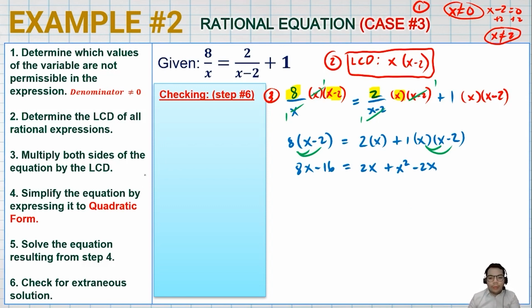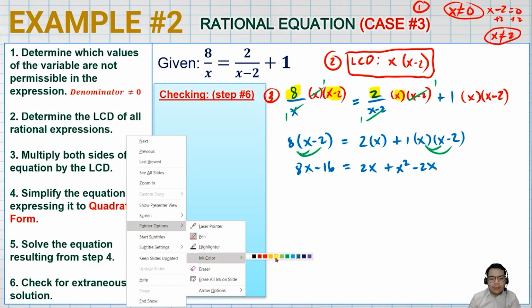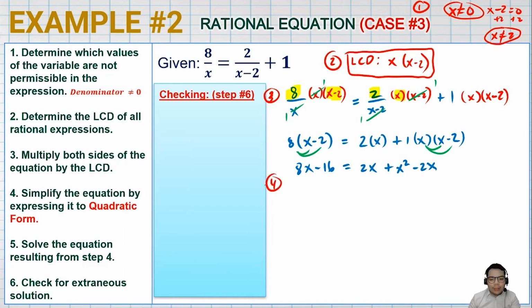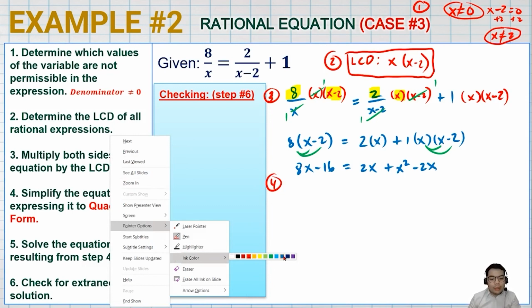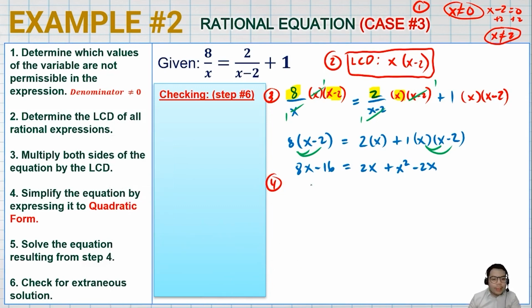So, step number 4 na tayo. We will be having to simplify this given equation and make it a quadratic form. So from there, simplify lang natin. Meron ba tayong pwede i-combine na similar terms? So dito, kopyahin ko lang kasi it's just 8x minus 16. Hindi naman sila similar. Dito sa right side, pwede natin i-combine si 2x minus 2x. So ang mangyayari dyan is it will become 0 na lang kasi 2x minus 2x is 0. So ang matitira dito is si x squared.